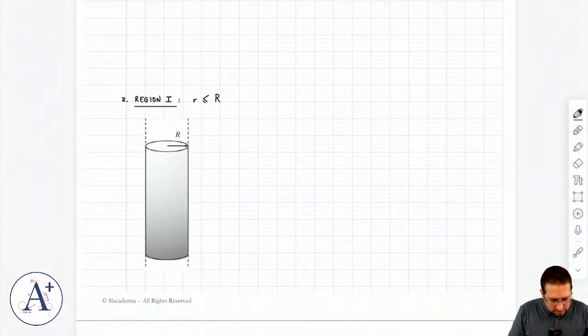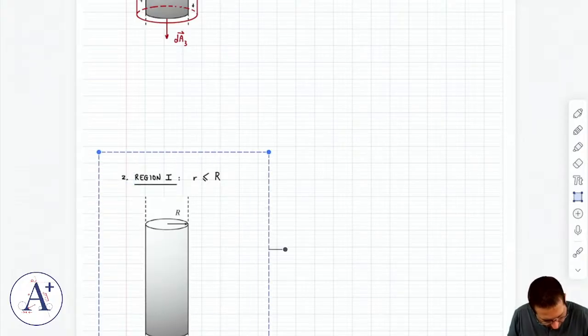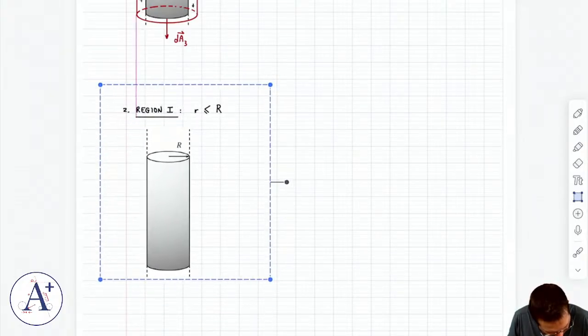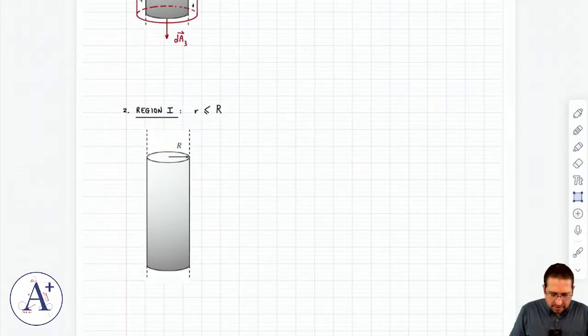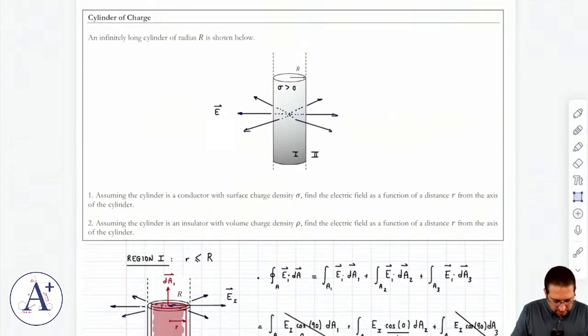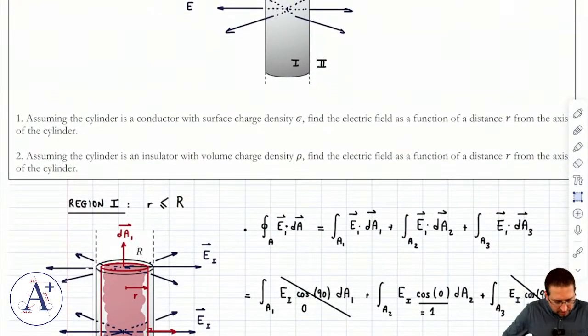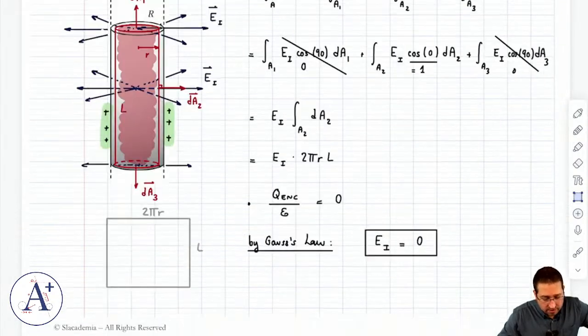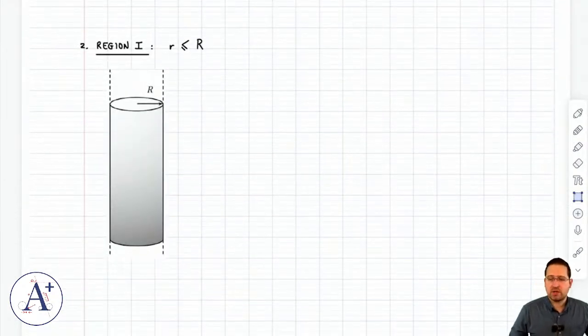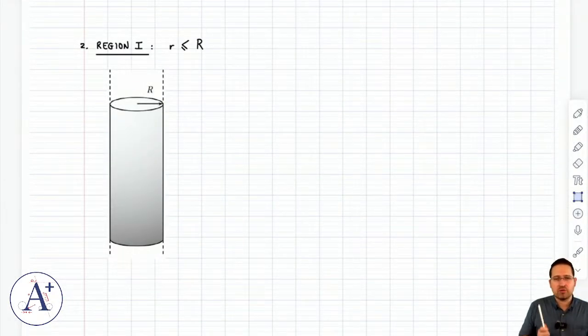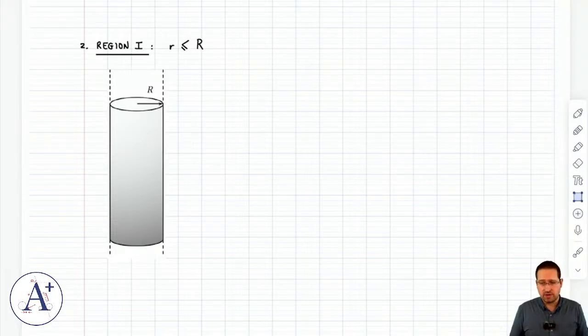Okay, so let me move this up. This was me planning ahead a little bit. And let's see why I drew that. Okay, now we have a different scenario. Assuming the cylinder is an insulator with a volume charge density rho, find the electric field inside and outside, basically. Okay, but now it's an insulator, it's not a conductor, and it has volume charge density rho. In other words, it has charge distributed throughout its volume.